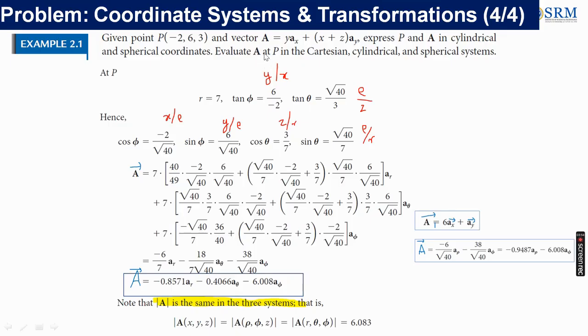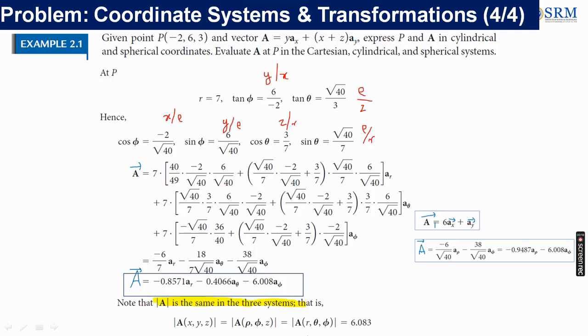Our last step is to evaluate the point vector A at the corresponding points in all the coordinate systems. So we already found it for Cartesian. For Cartesian we substituted the values, right? Now we have computed the vectors in all the coordinates apart from the one given in the Cartesian system in our given expression. We substituted the points for x, y, z and got this expression. Similarly, for cylindrical and spherical we have done.